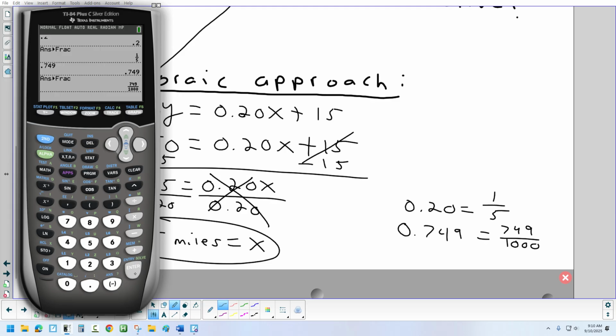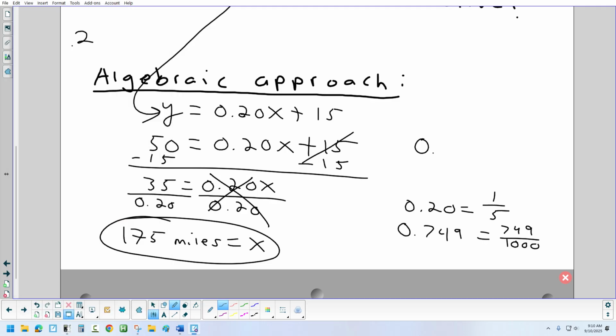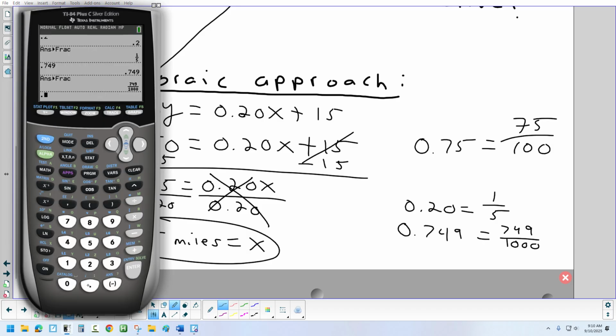And it will also reduce it. So if I did like 0.75, that's 75 hundredths. Right? 0.75 is 75%, 75 out of 100. What does 75 over 100 reduce to? 3/4. So if I type that in, it's not going to give you 75 hundredths. It will reduce it to 3/4.